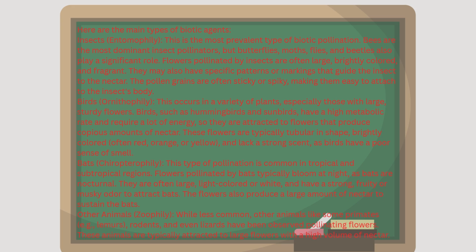Other animals, called zoophily. While less common, other animals like some primates, for example lemurs, rodents, and even lizards have been observed pollinating flowers. These animals are typically attracted to large flowers with a high volume of nectar.